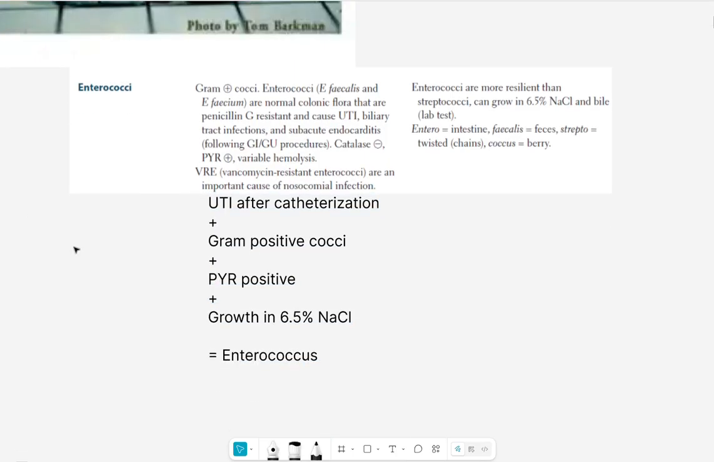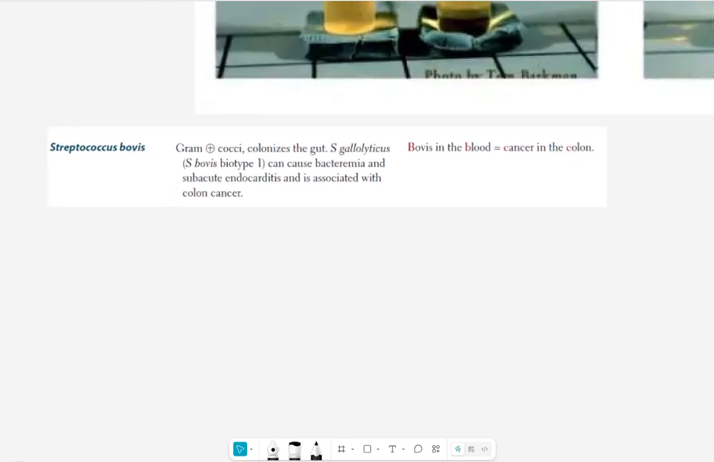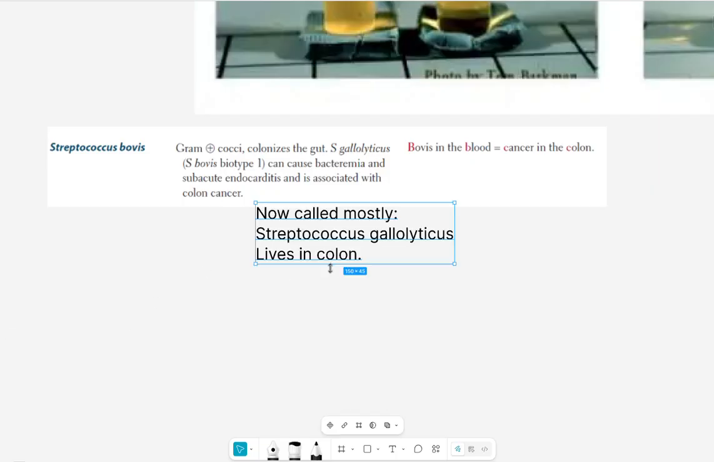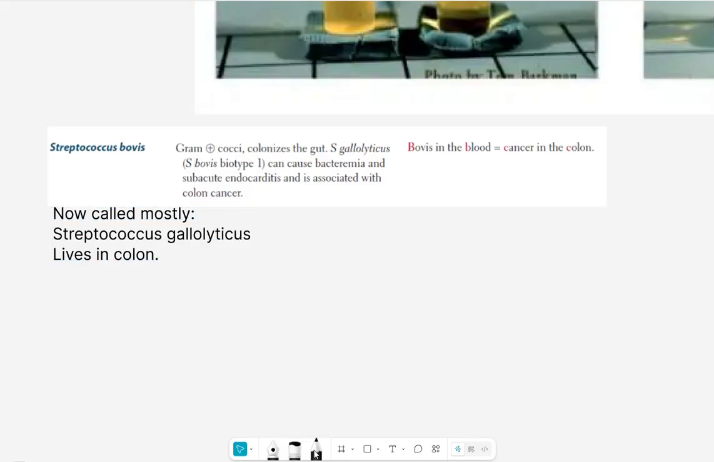Now let's go to Streptococcus bovis. This is now called mainly Streptococcus gallolyticus. It lives in the colon, right? So let me put the name here. It's important because the S. bovis bacteremia is associated with colon cancer. That's something you guys should know. This S. bovis bacteremia is associated with colon cancer, right? Very famous exam association.